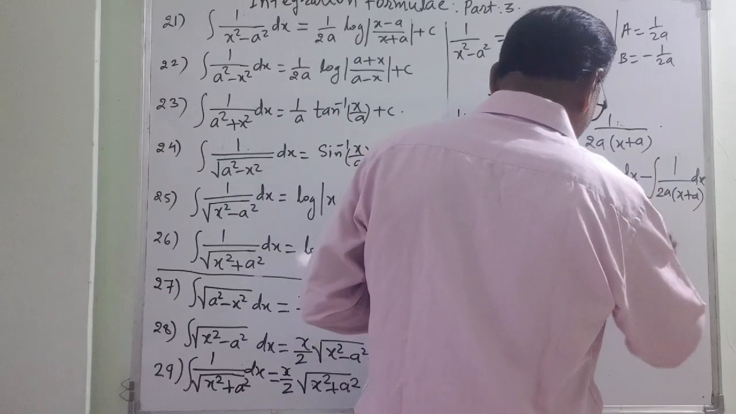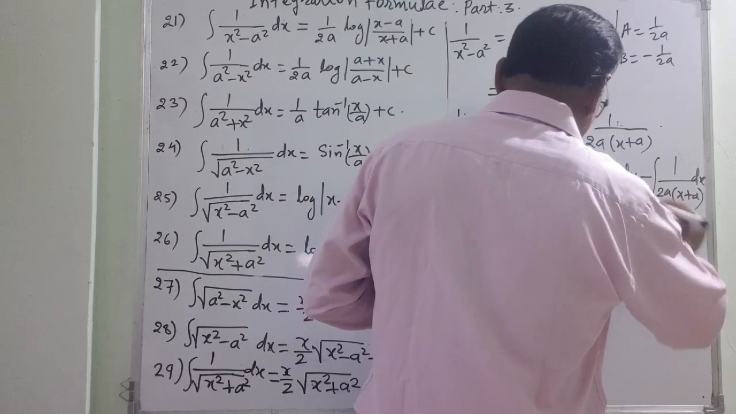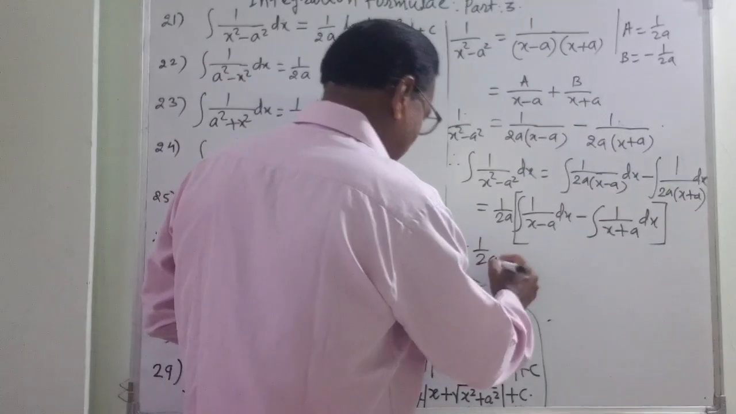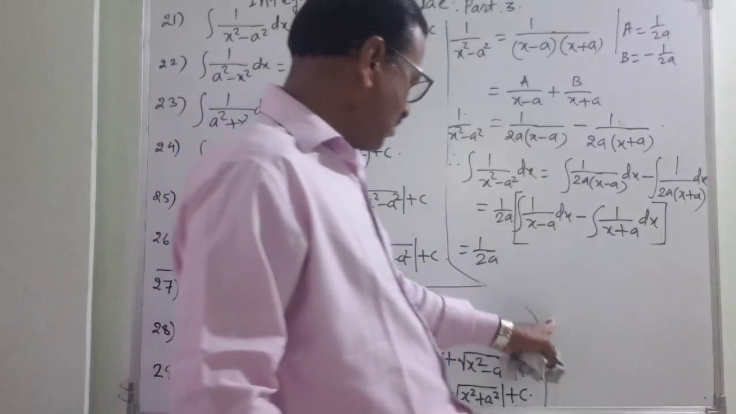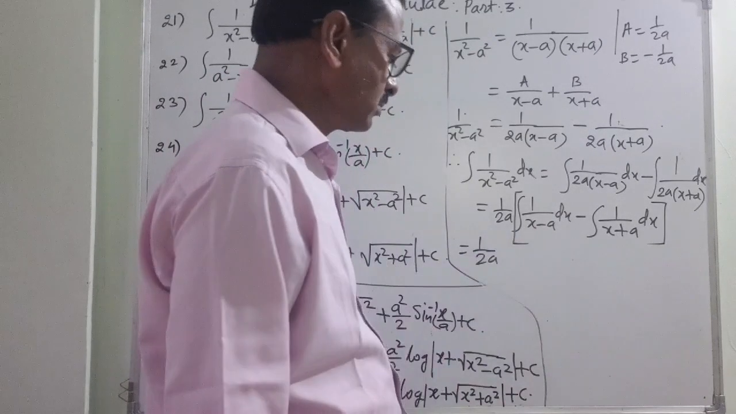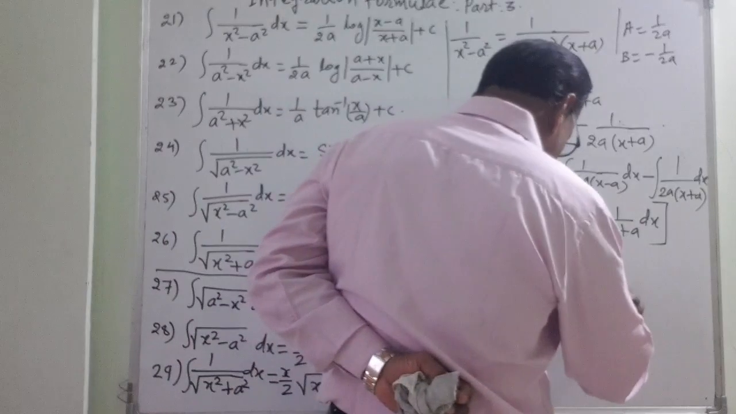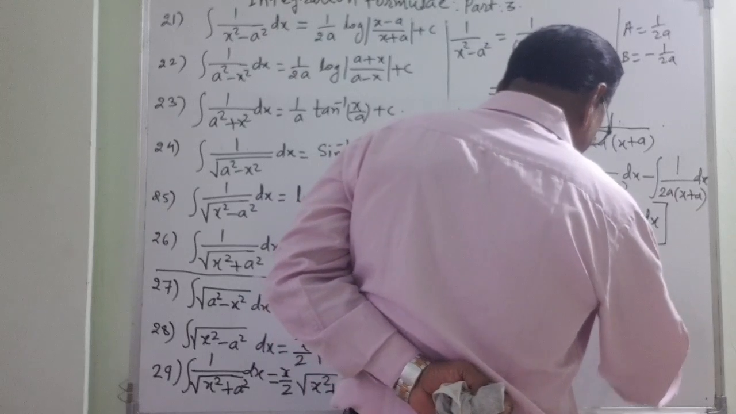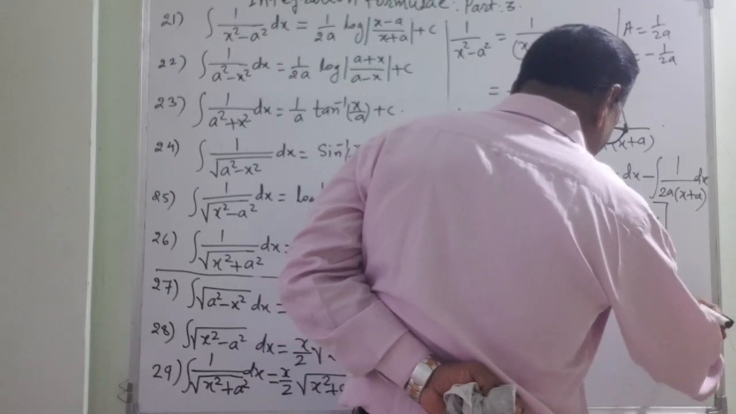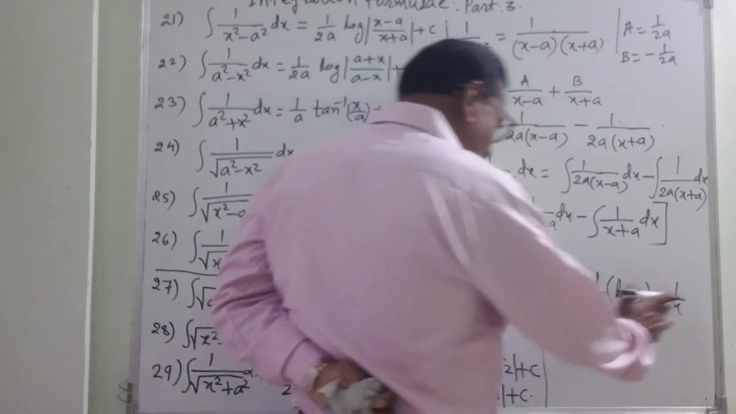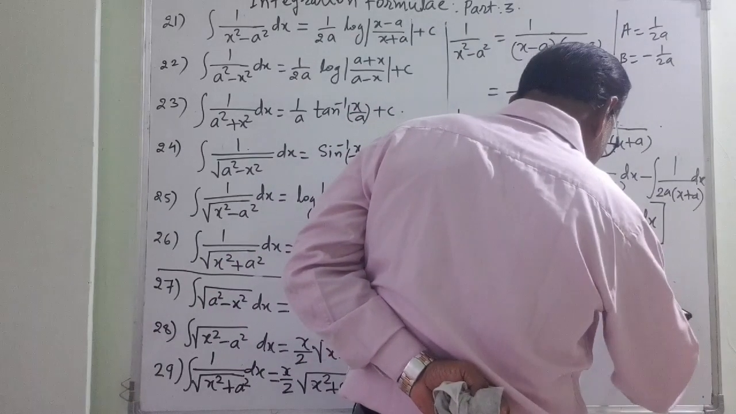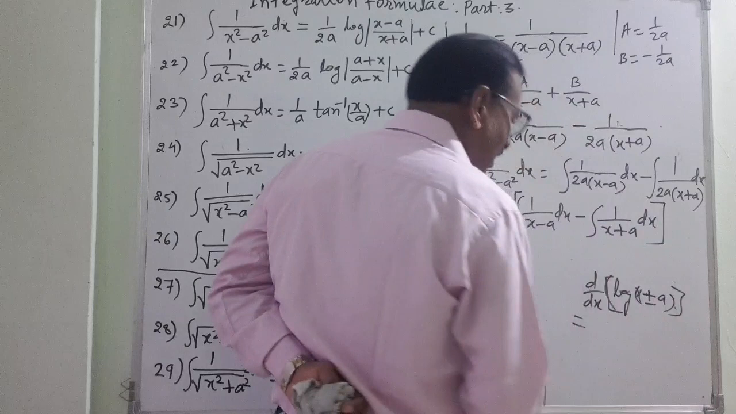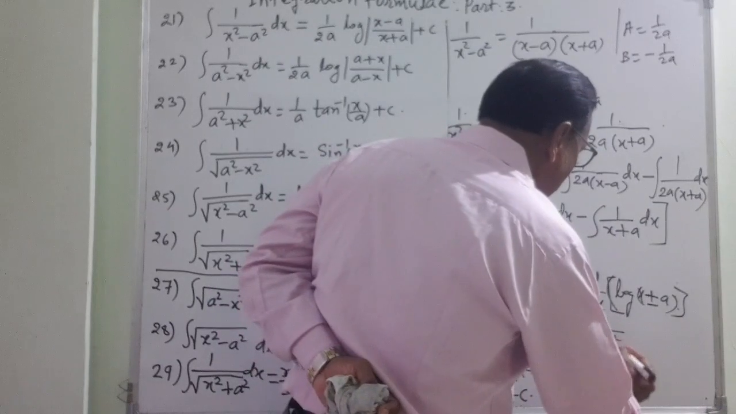So, integration of 1 upon x plus a dx, these are the two integrations. That is equal to 1 upon 2a. Now this is 1 upon x. d by dx of log of x is equal to 1 upon x. What will be the derivative of x plus a or minus a? That will be again 1 upon x plus or minus a.